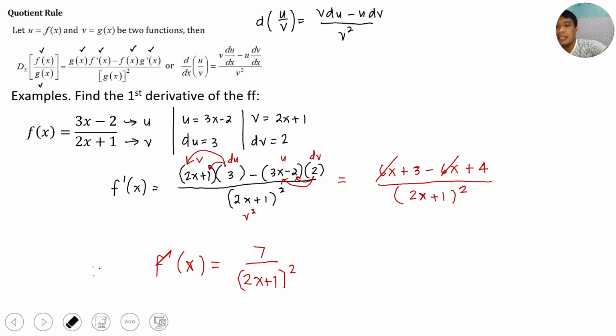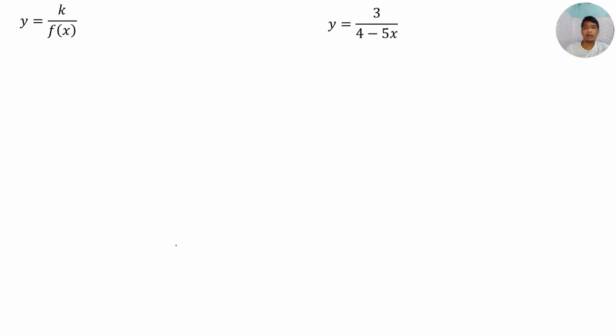So again, that's v du minus u dv all over v squared. Let's try this second example. I have here y is equal to 3 over 4 minus 5x. So in this case, this is in the form of a constant over a function of x. So paano natin to masosolve? So let us try to derive a formula muna para sa constant over a function.